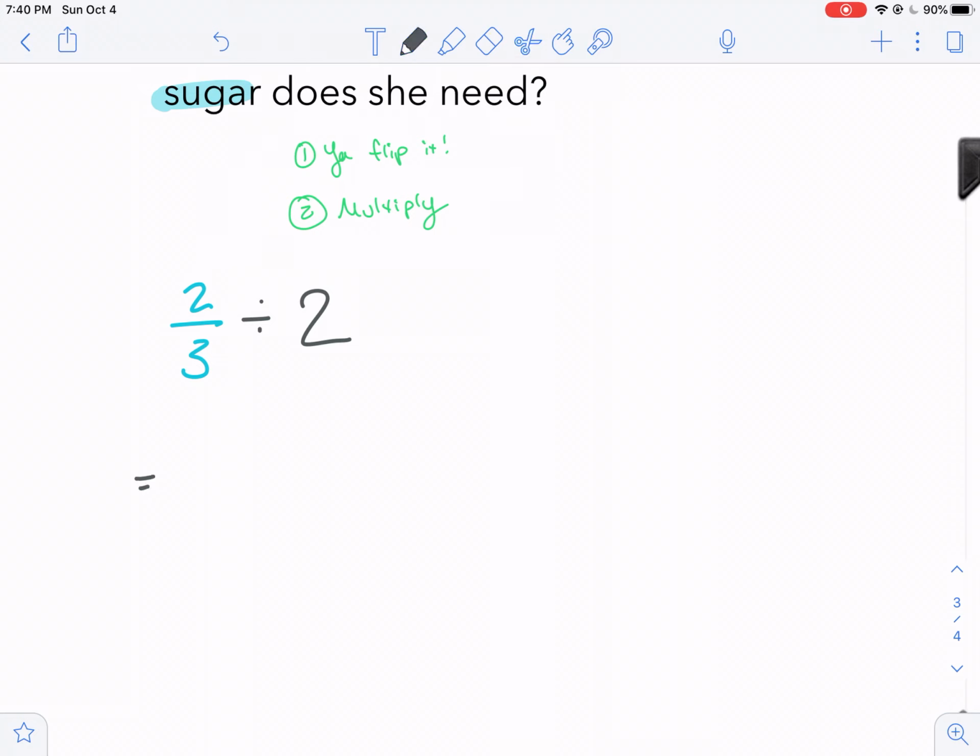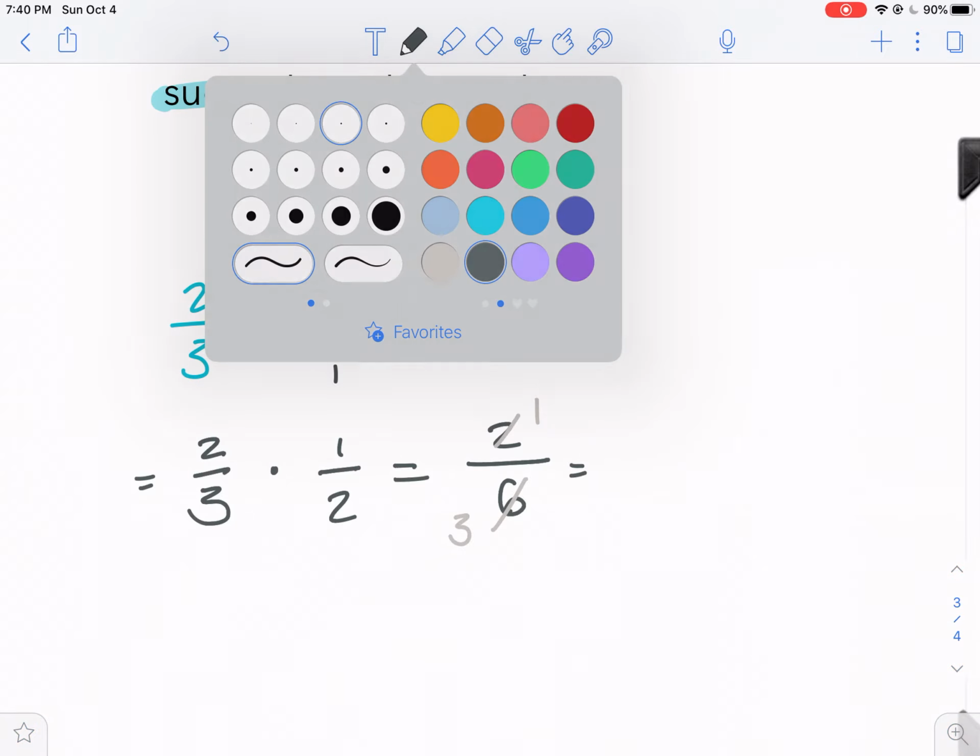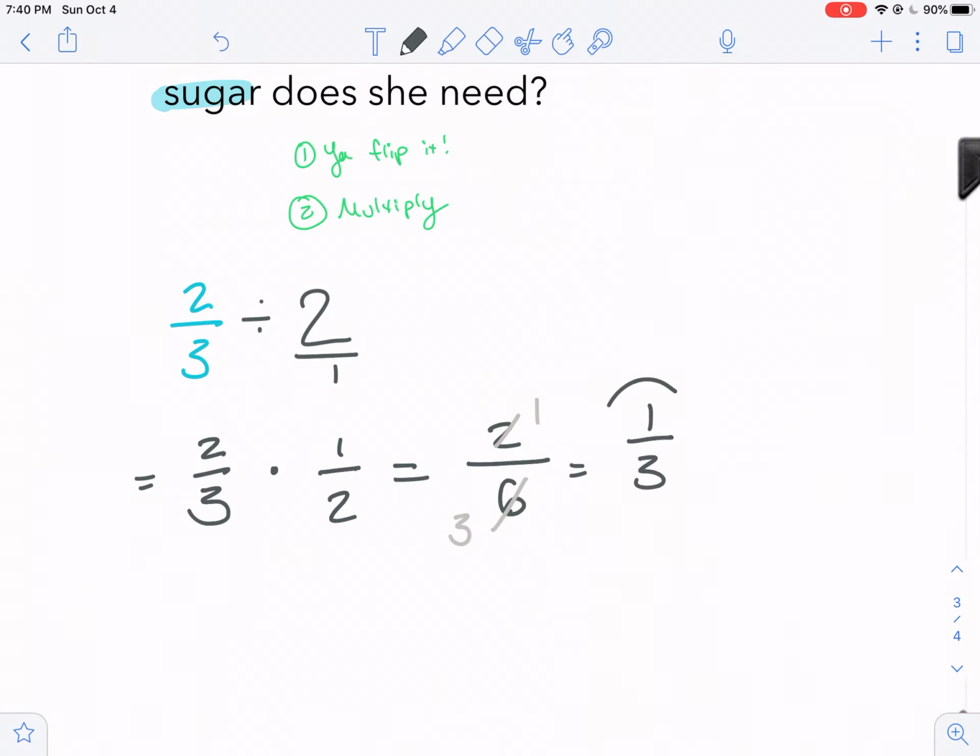Okay, cool. So we keep our 2/3 the same, flip this 2 over 1 to be a 1 over 2, and multiply. Multiply across. 2 times 1 is 2, 3 times 2 is 6. This reduces because they are both divisible by 2. So 2 divided by 2 is 1, 6 divided by 2 is 3, and you get ta-da, 1/3.